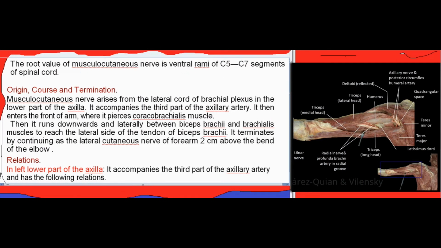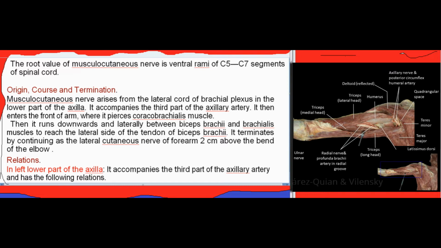Root value. The root value of the musculocutaneous nerve is ventral rami of C5-C7 segments of spinal cord. Origin, course, and termination. Musculocutaneous nerve arises from the lateral cord of brachial plexus in the lower part of the axilla. It accompanies the third part of the axillary artery. It then enters the front of the arm, where it pierces coracobrachialis muscle. Then it runs downwards and laterally between biceps brachii and brachialis muscles to reach the lateral side of the tendon of biceps brachii. It terminates by continuing as the lateral cutaneous nerve of forearm 2 cm above the bend of the elbow.